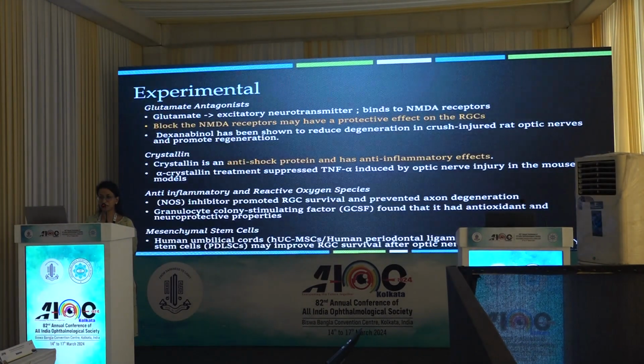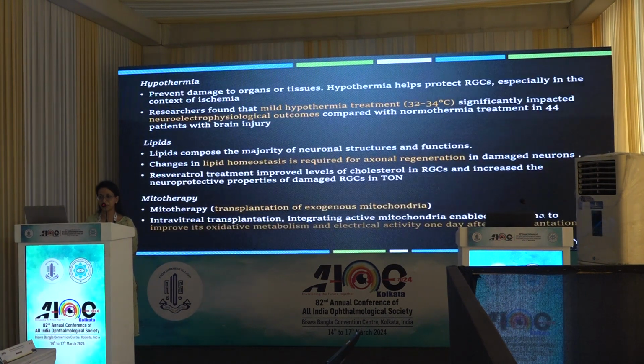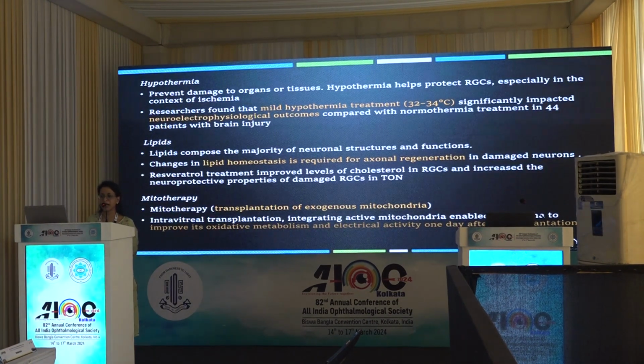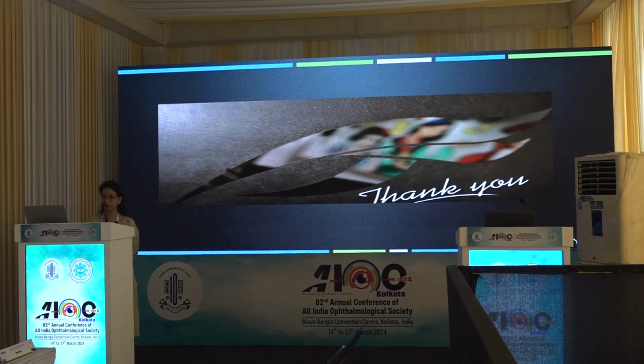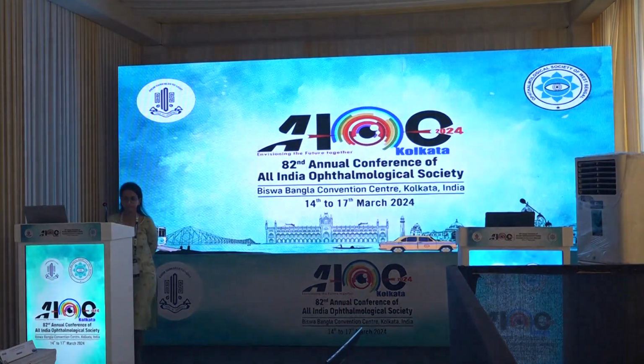And there are a lot of experimental evidence on multiple molecules that have been investigated for optic neuropathy, like glutamate antagonists, anti-inflammatory cells, stem cells. Hypothermia is something that people are trying out, and certain lipids, because the optic nerve is made of a lot of lipids, and implantation of mitochondria. So thank you so much.